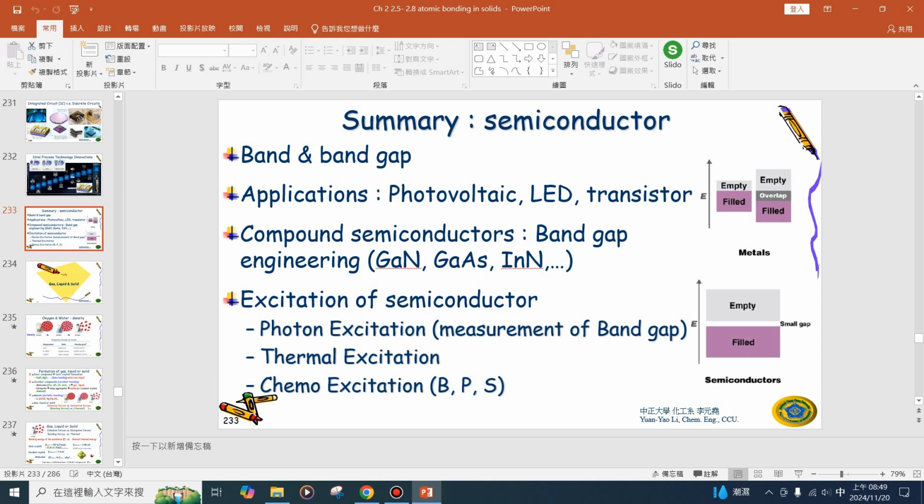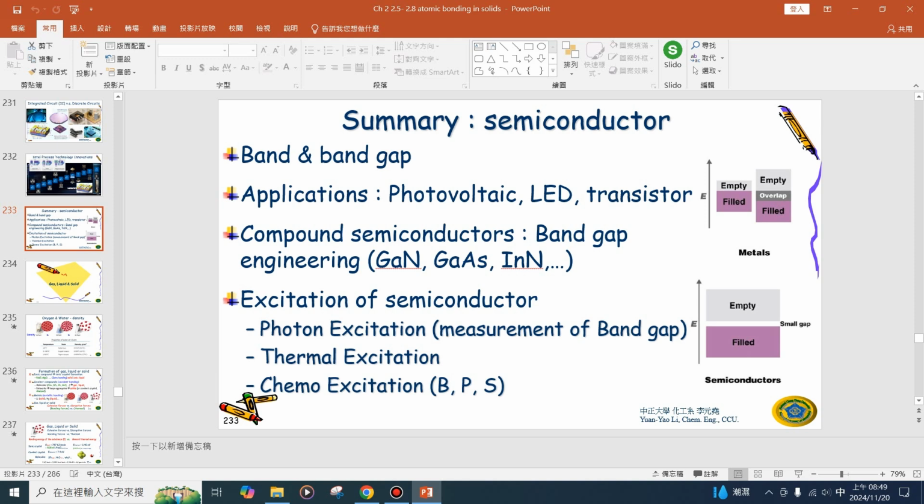Anybody want to tell me? Early bird. 0.5 point? Which one? Boron is P-type or N-type semiconductor? Chinese? Mandarin? Anyone? 0.5? No? Okay. P-type. Can you tell me why?